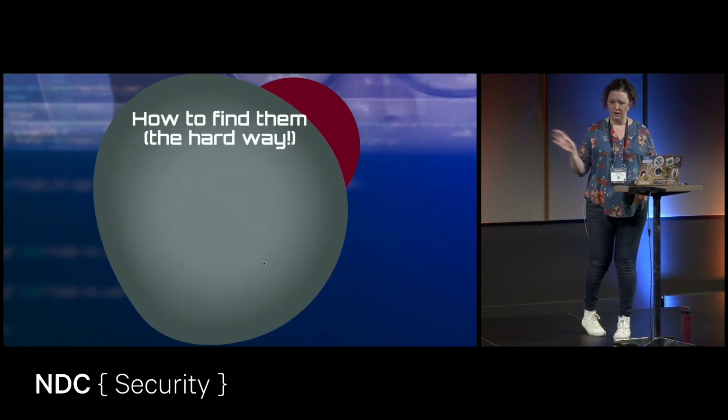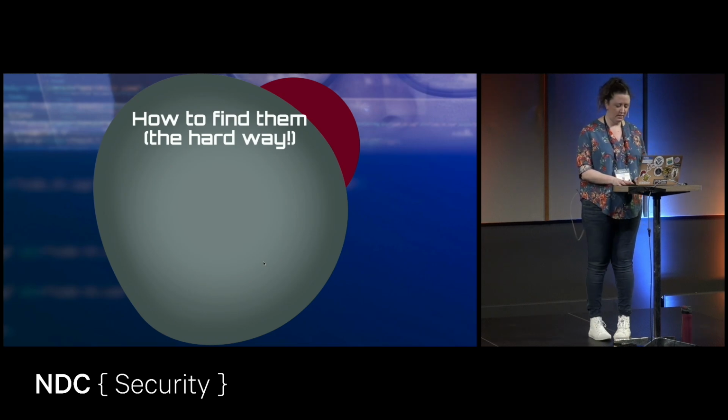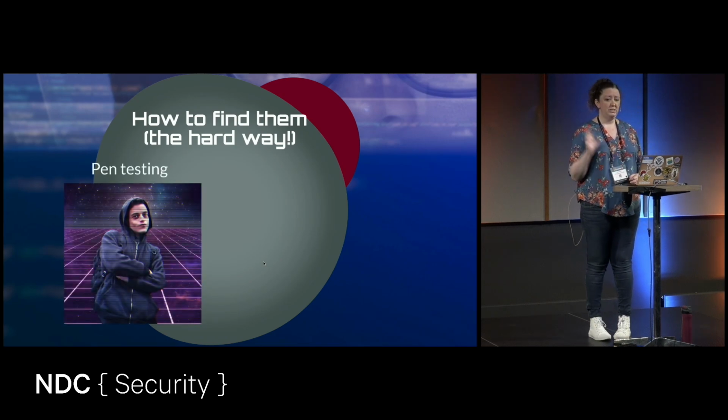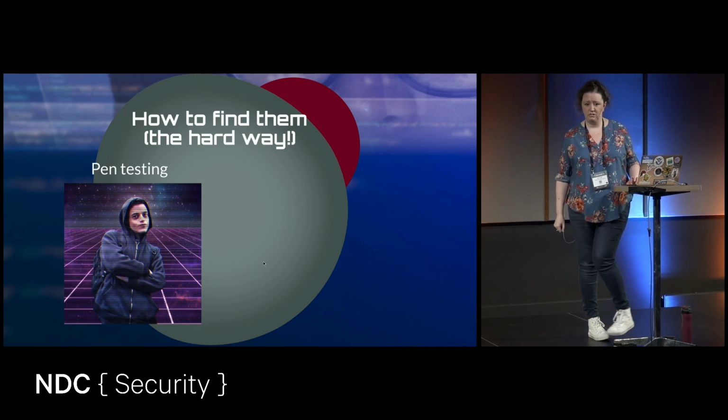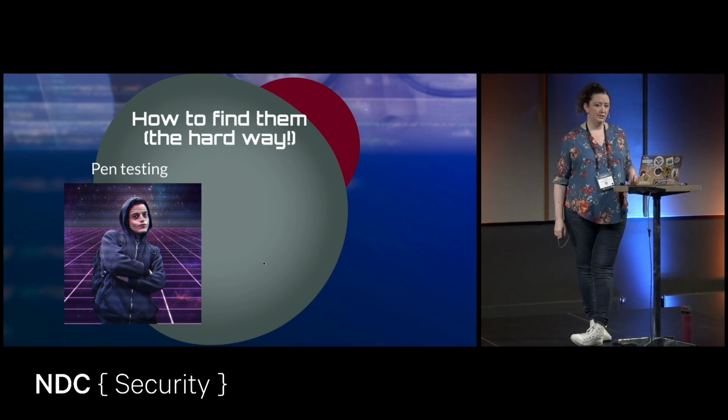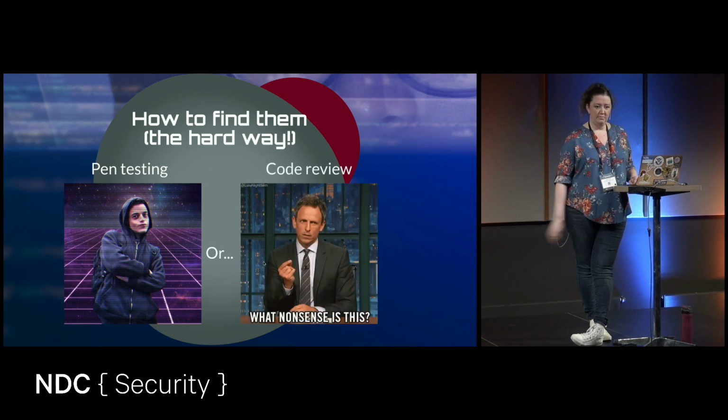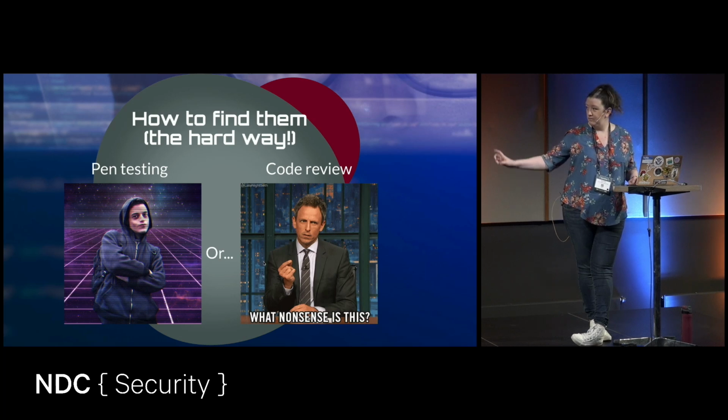Okay, so how to find these sorts of things. There's the hard way. Pen testing: if you have a really good pen tester, they will find a lot of this stuff, not all of it. The other option is something that I spent years doing, which is manual code review. And I love that his face, because that's my face most of the time when I am reviewing code. Like, what? Huh?